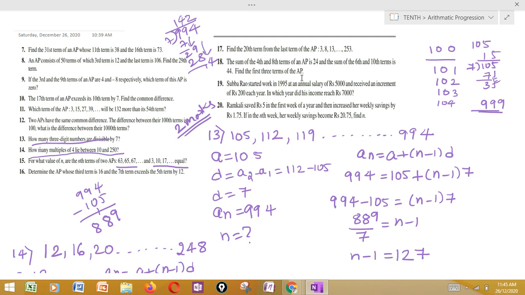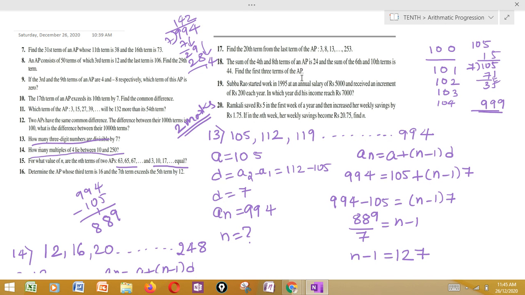If any terms or any progressions have to be written, two things are required. What are those two things? A and D, the first term and the difference. Once you have the first term and the difference, then you can find any of the terms of that progression, or else you can write that progression in an easy way.